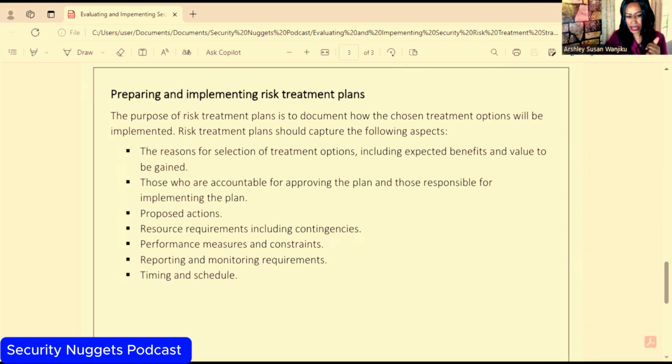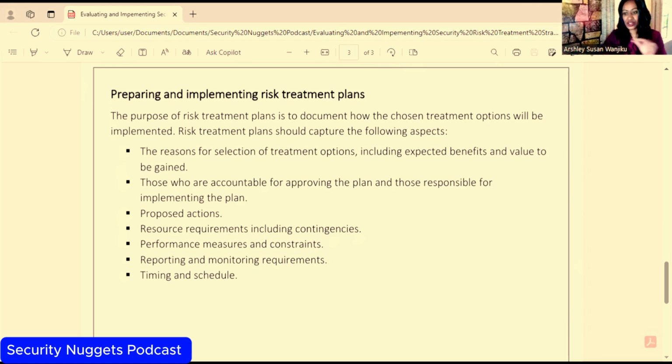And also, what are the proposed actions? It's a treatment plan, so it's definitely a treatment plan action. How do we get there? What are the steps that need to be covered so that we can get there? As well as the resources that are going to be required, including the contingencies.